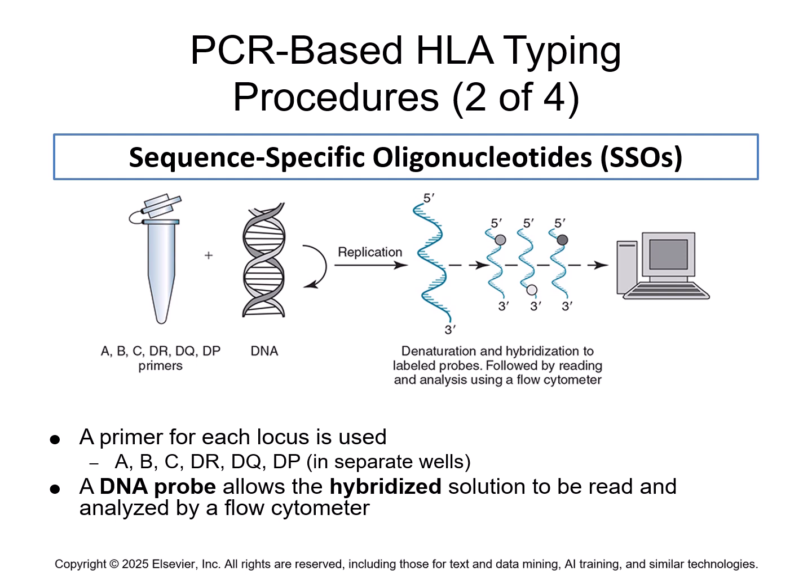A primer for each locus is used, so this happens in separate wells. You have the same DNA, but it goes into separate wells with different sets of primers. And then a DNA probe will allow this hybridized solution to be read and analyzed by a flow cytometer. Basically, whenever this probe attaches to the product based on the primers that were used, that probe runs through a flow cytometer and it is calculated.